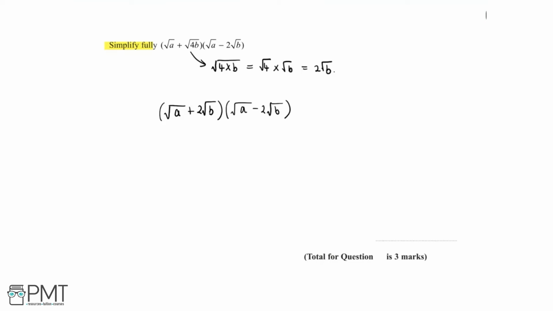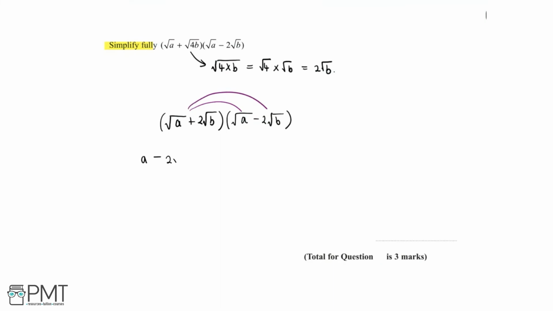And so we'll start with root a multiplied by root a, which is equal to a. We then have root a multiplied by minus 2 root b, which is equal to minus 2 root b root a. We then have plus 2 root b multiplied by root a, and so that's equal to plus 2 root b root a. And then finally we have plus 2 root b multiplied by minus 2 root b, which is equal to minus 4b.